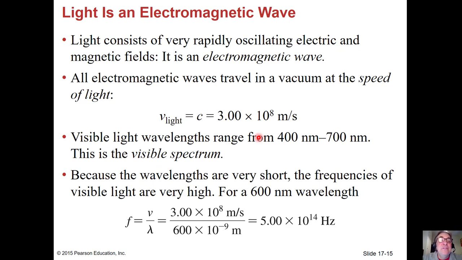This is a little bit of a review, but we see how fast light travels: 3 times 10 to the 8th meters per second. That's the speed of light in a vacuum. It's practically the same in air, so we'll go with this as the speed of light.